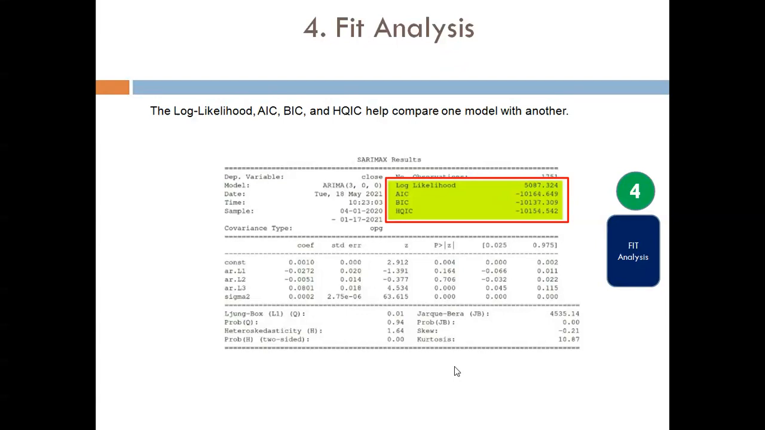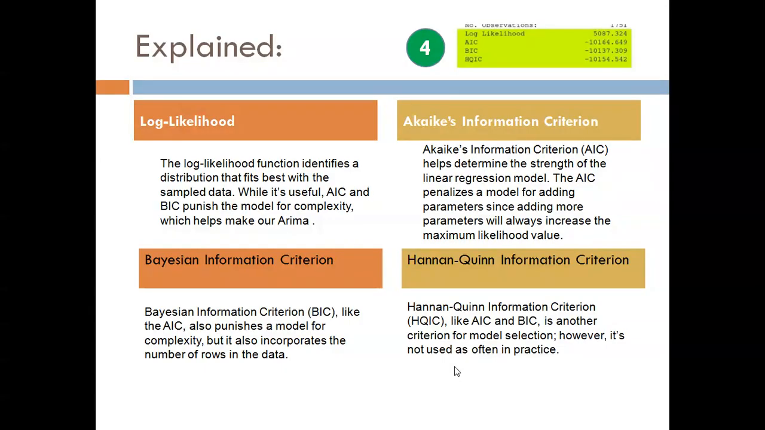We now move to the last one, that is fit analysis. This section of the result is called model fit, where we see the log likelihood, AIC, BIC, and HQIC. Let's see these one by one. The log likelihood function identifies a distribution that fits best with the sample data. While it's useful, AIC and BIC punish the model for complexity, which helps us make our ARIMA.